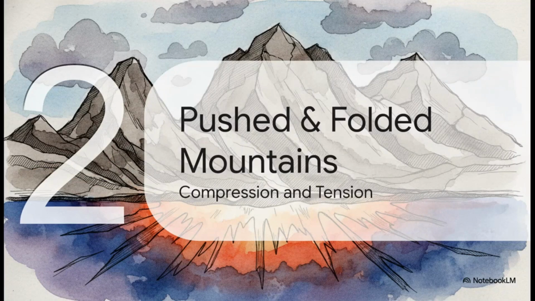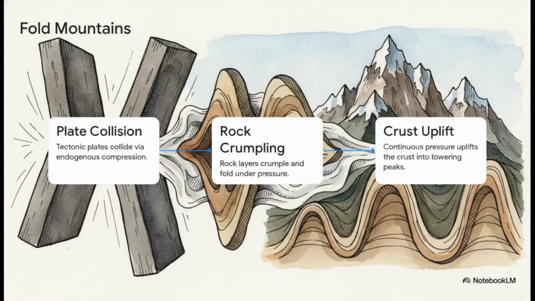Moving right along to Section 2, mountains, pushed and folded, where we'll look at the architecture of compression and tension. First up, let's talk about fold mountains. These are formed by endogenous methods, specifically intense horizontal compression when two tectonic plates literally crash into each other. Think of it like this. If you place your hands on the opposite ends of a tablecloth or a rug on your floor and just push them together, what happens? The middle of the fabric crumples, right? It wrinkles and rises up. This is exactly what happens to the Earth's solid crust over millions of years.